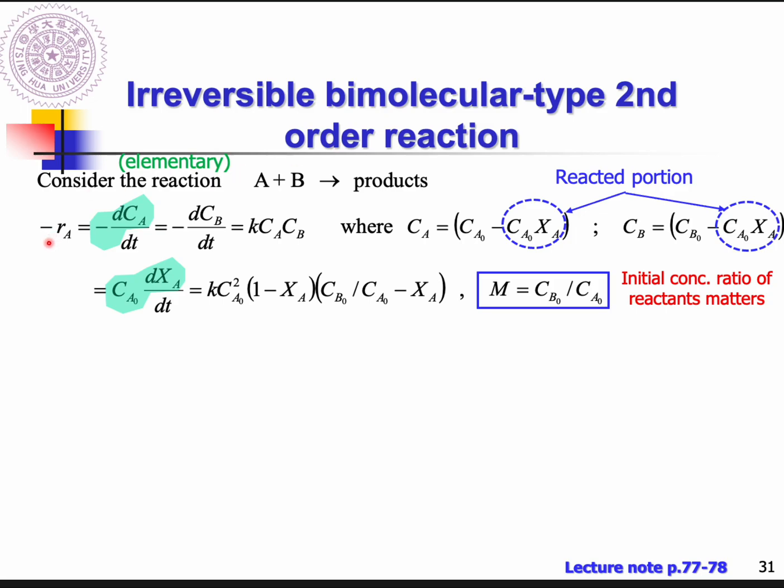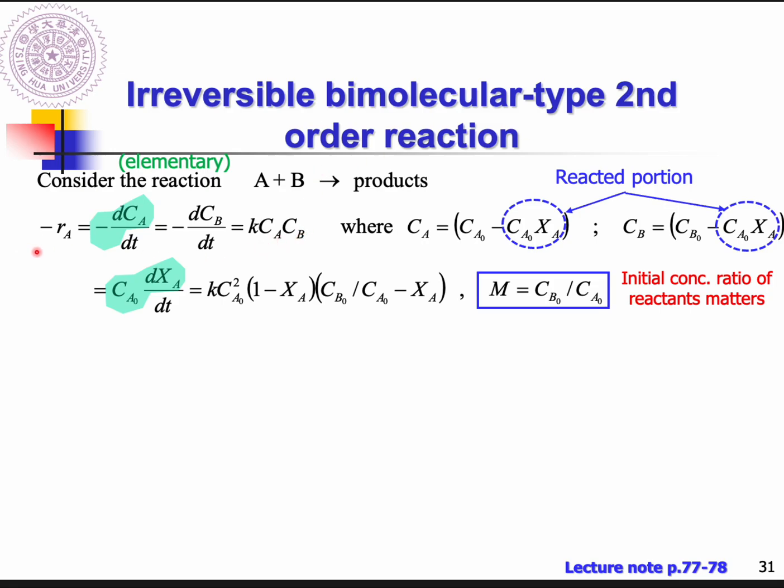So when we try to write down the rate equation, we can express it like this: minus the consumption rate of reactant A equals minus dCA over dt. And because 1 mole of A reacts with 1 mole of B, the consumption rate of A will equal the consumption rate of reactant B, and will equal k CA to the power 1 and CB to the power 1. So 1 plus 1, the total reaction order will be a second order reaction.